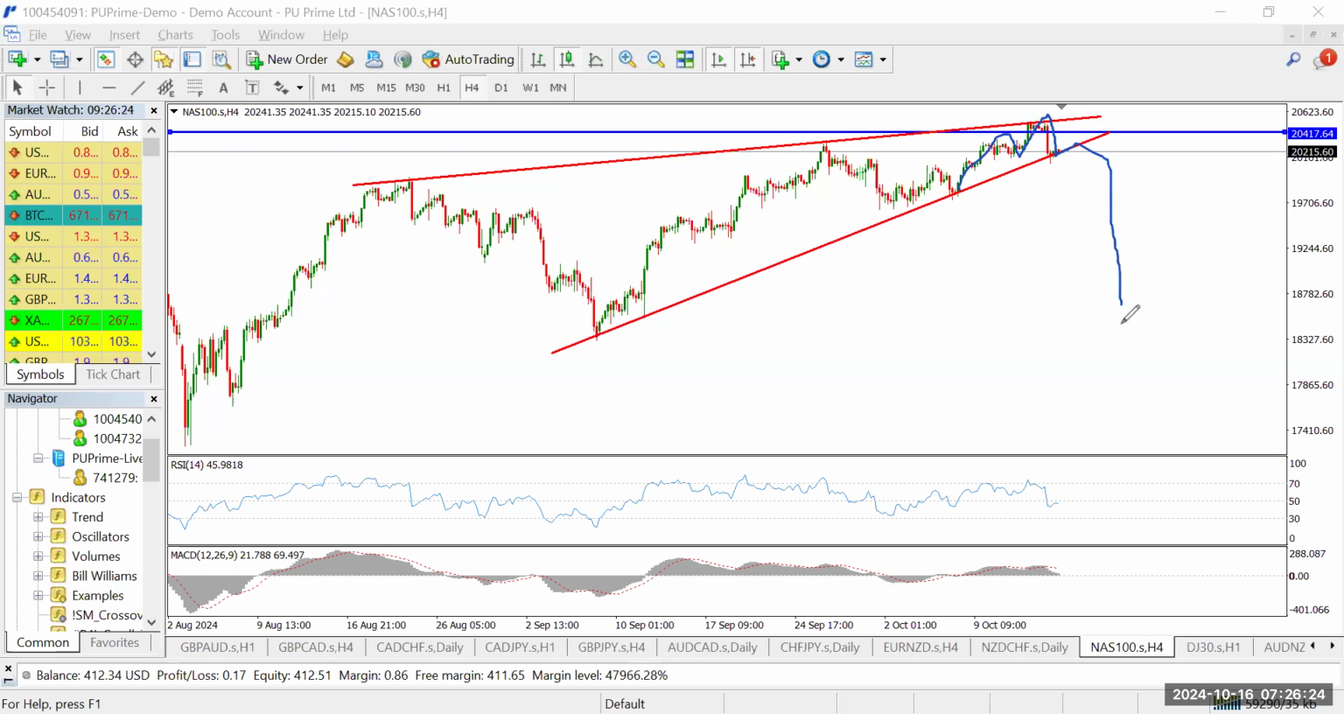So this is what I think is going to happen. I'm bearish on the NAS 100 on the 4 hour. This is strictly for swing traders. And please trade with caution because it can be very, very volatile. All right, so these are the setups I have for us this morning.